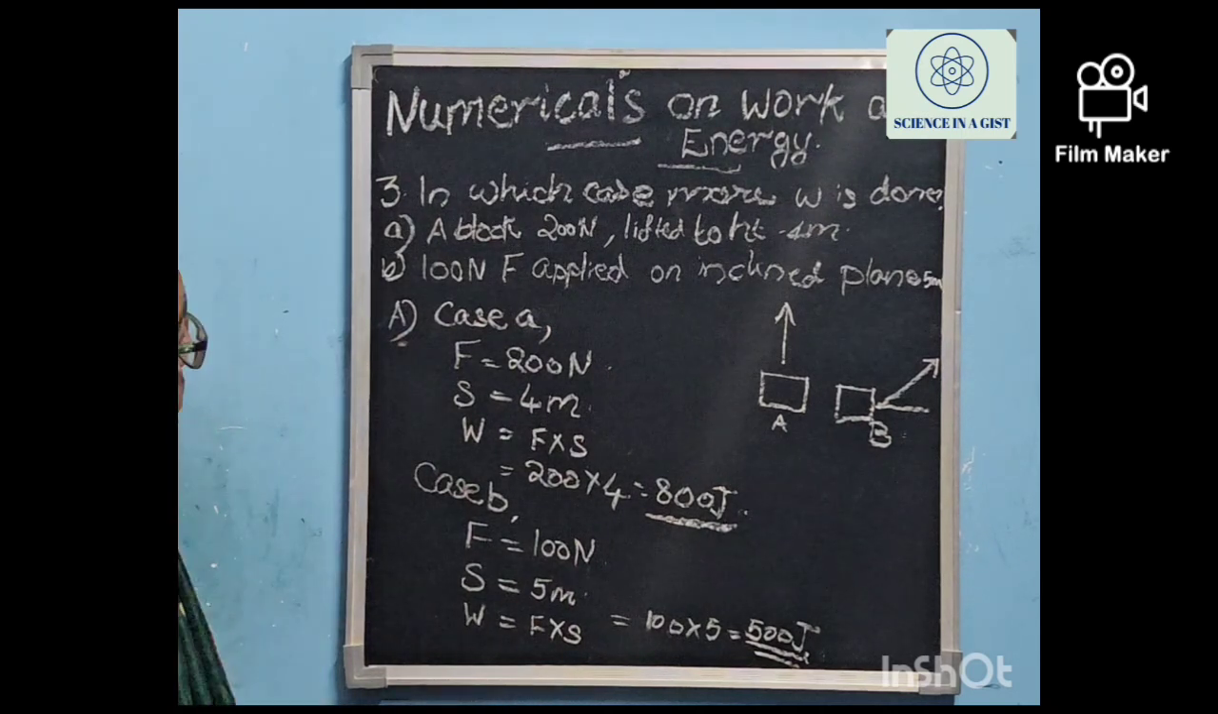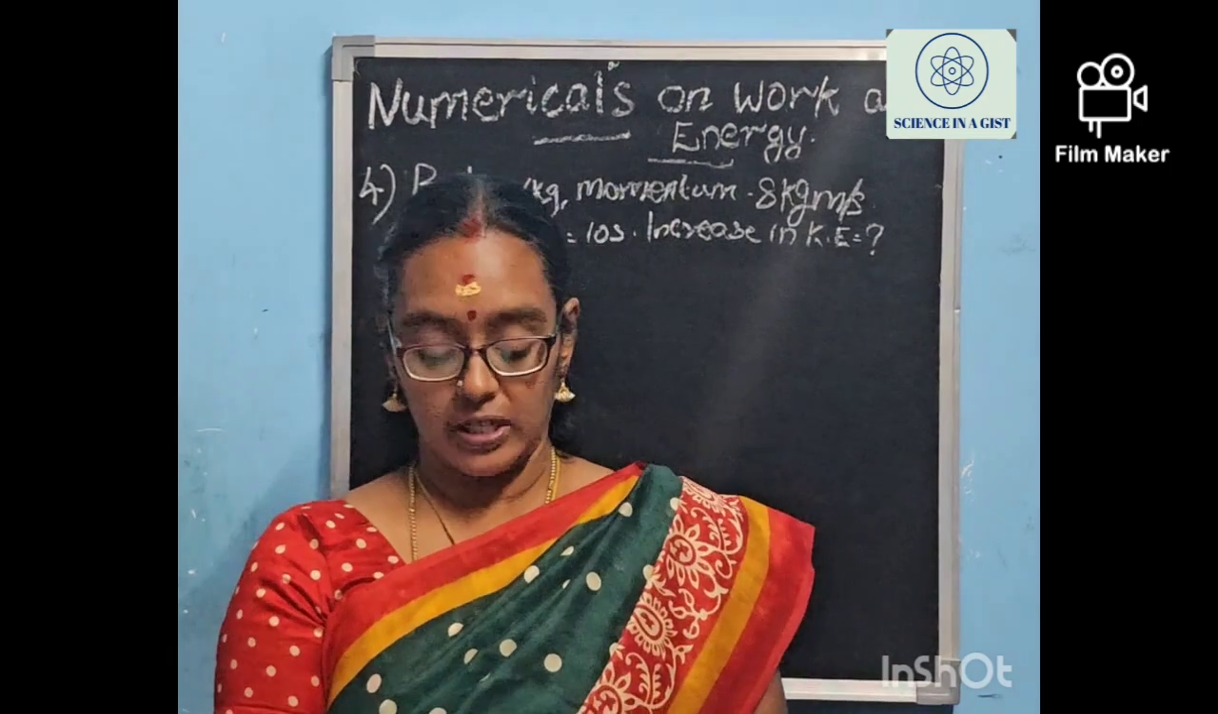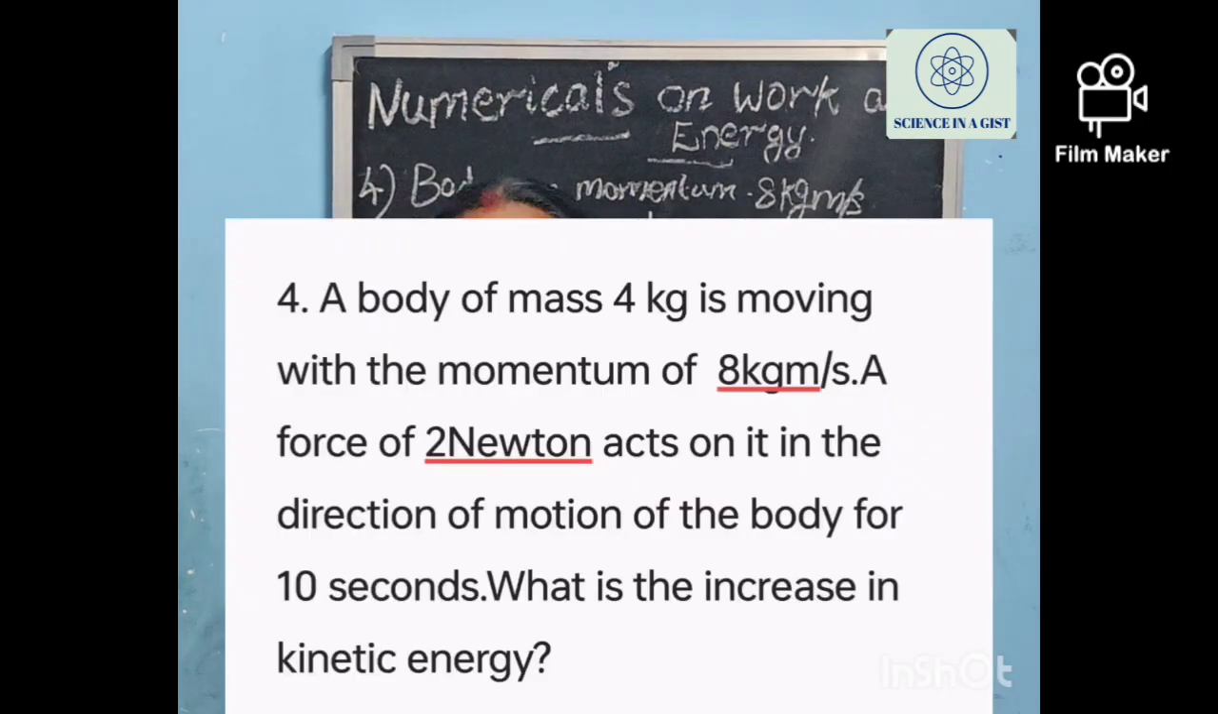Okay. The fourth question goes like this. A body of mass 4 kg is moving with a momentum of 8 kg meter per second. A force of 0.2 Newton acts on it in the direction of motion of the body for 10 seconds. What is the increase in kinetic energy?